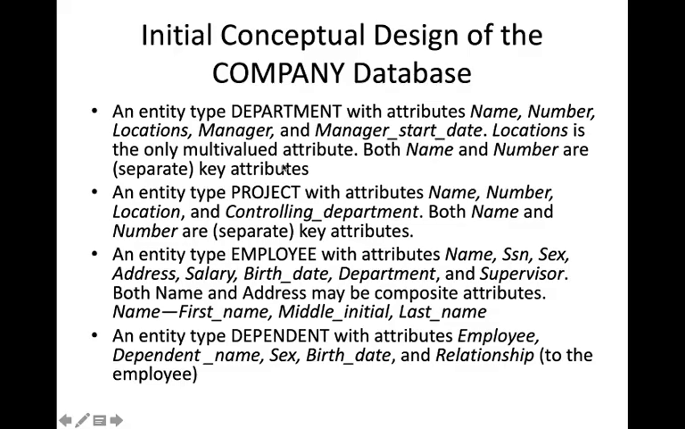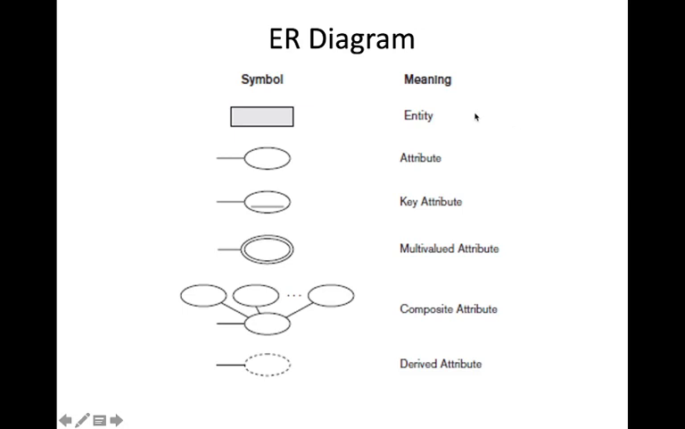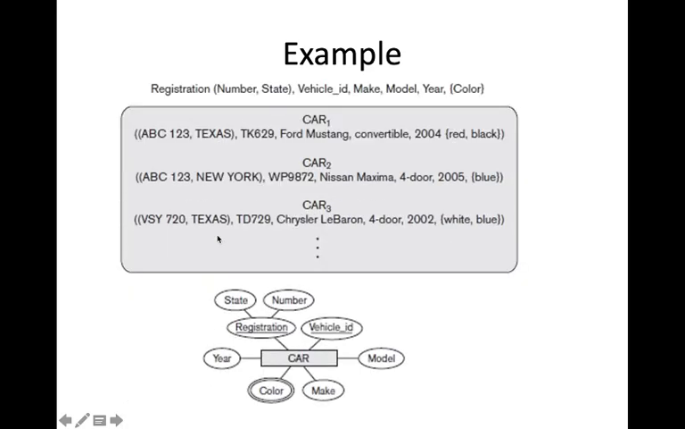So we have identified the different entities here. Department, project, employee, and dependent are the different entity types, and the attributes also. We have to represent them using this ER notation. So these are the ER notations that we will be using. You'll see the example. So this is a car.